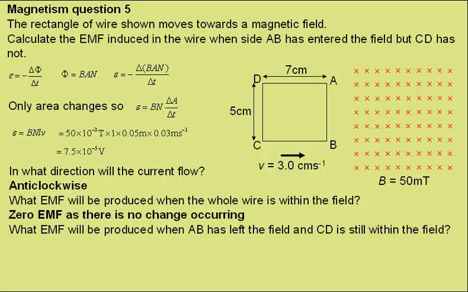Now we're asked what EMF will be produced when AB has left the field and CD is still within the field. Well, now we have the same situation but in reverse, so again we'll have 7.5 times 10 to the minus 5 volts, same as we had here.